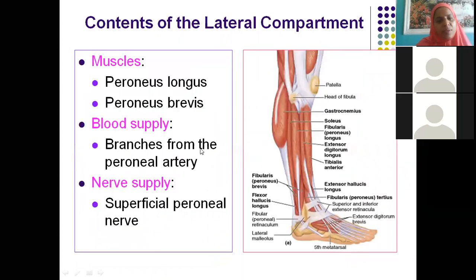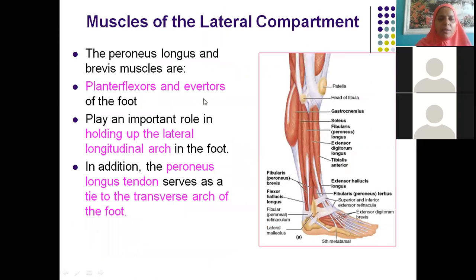Now coming to the peroneus longus and brevis muscles, they are plantar flexors and everters of the foot. These movements, pictures are also there when we do foot. Don't worry, everything I will show. Then they play an important role in holding up the lateral longitudinal arch. Medial longitudinal arch, which muscle was playing a role in holding it up?